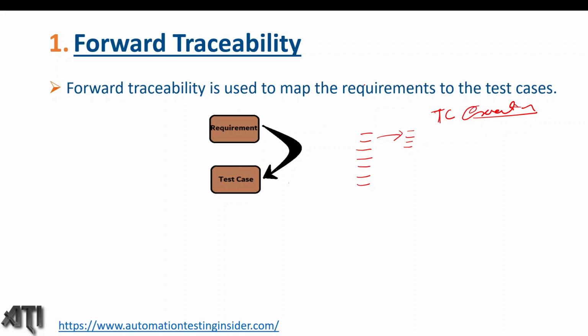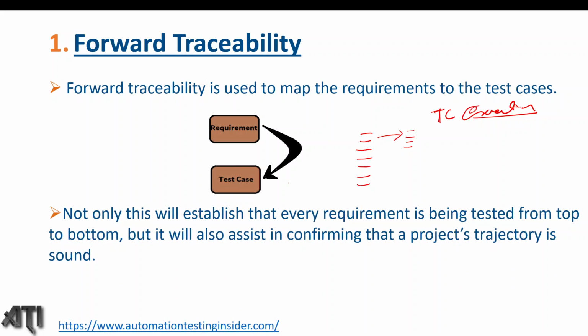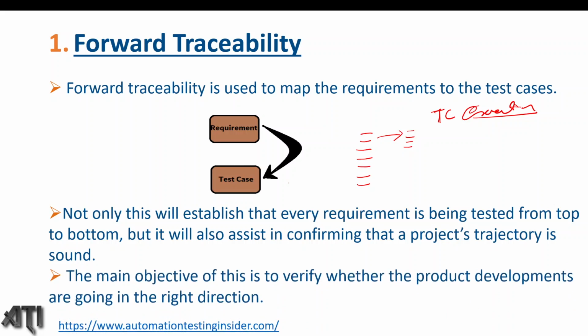In the case of forward traceability, not only does this establish that every requirement is being tested from top to bottom, but it also assists in confirming that the project's trajectory is sound. The main objective is to verify whether the product development is going in the right direction or not. Whenever we have any change in the requirement, the requirement is updated by the BA, and then we update our test cases as well and map them to the right test cases.